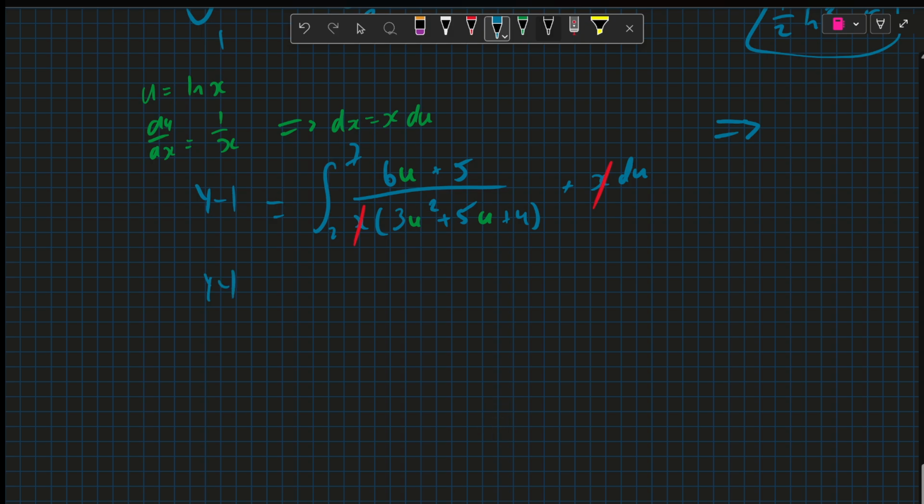Okay, so we get y minus 1 equals, again, now between 2 and 7, it's just the natural log of 3 log squared of x plus 5 log x plus 4. So we have logs in logs. Isn't that fun?